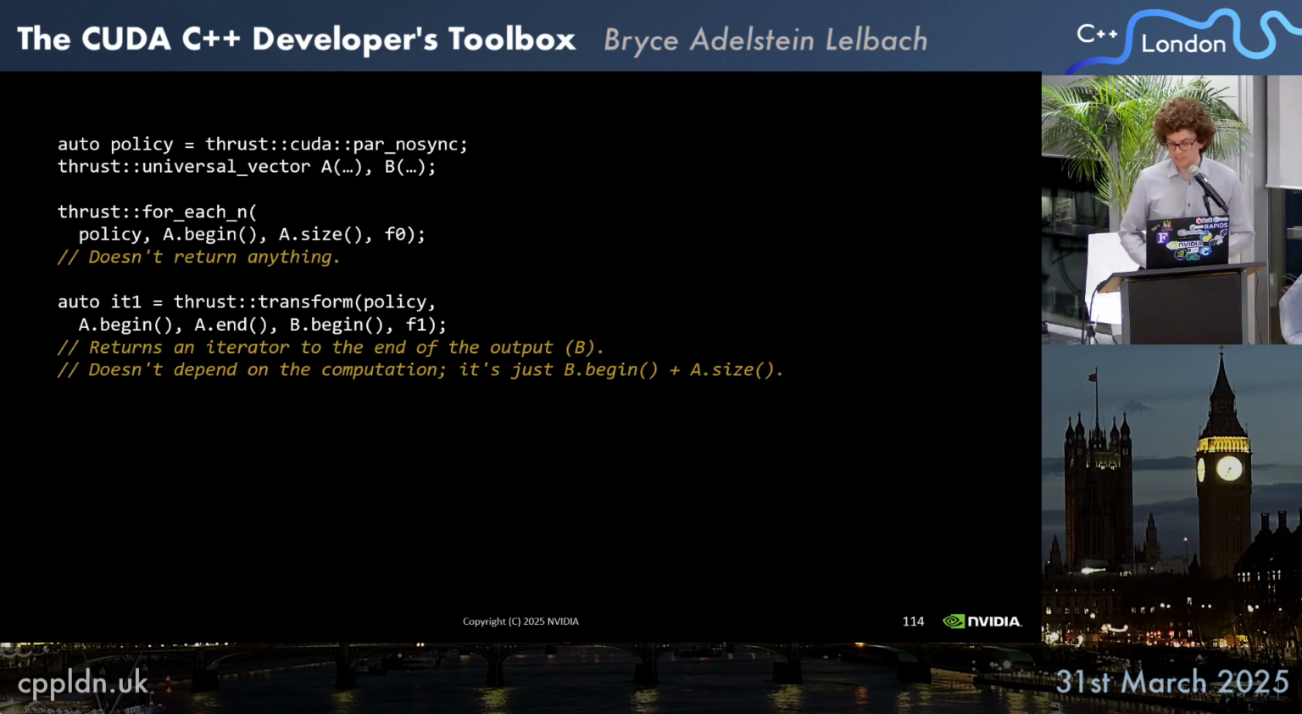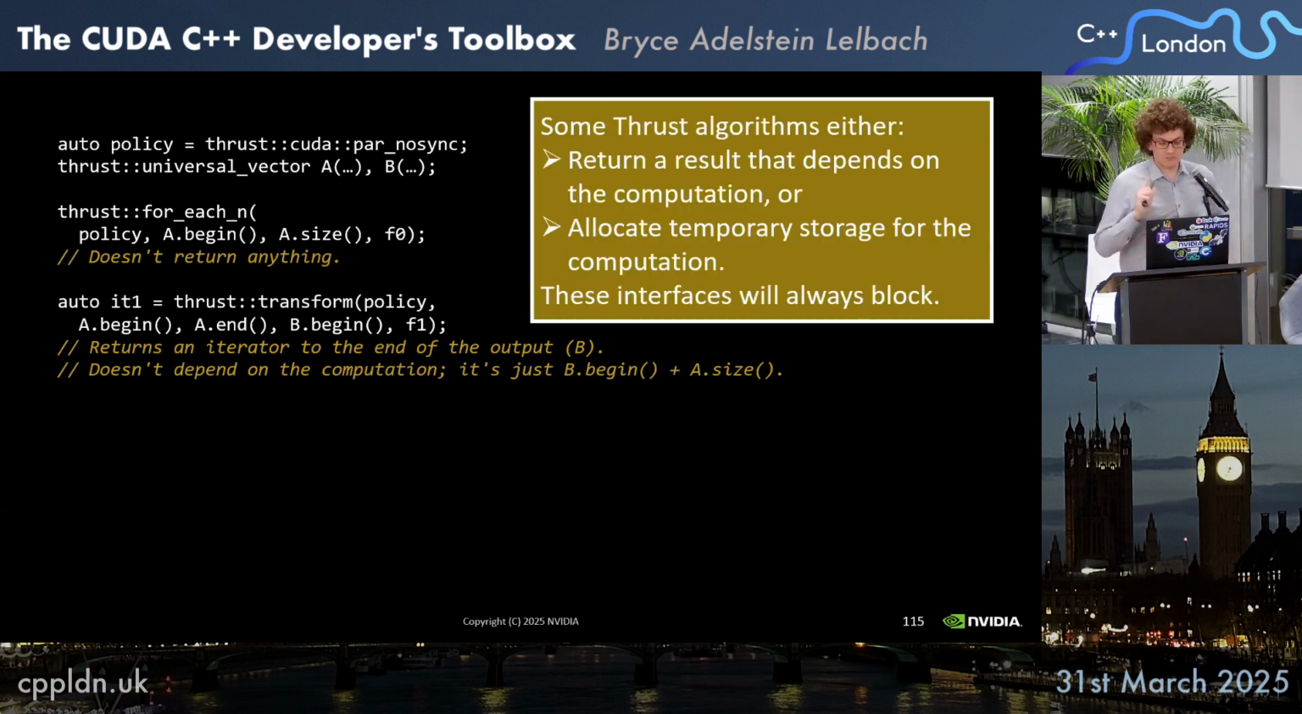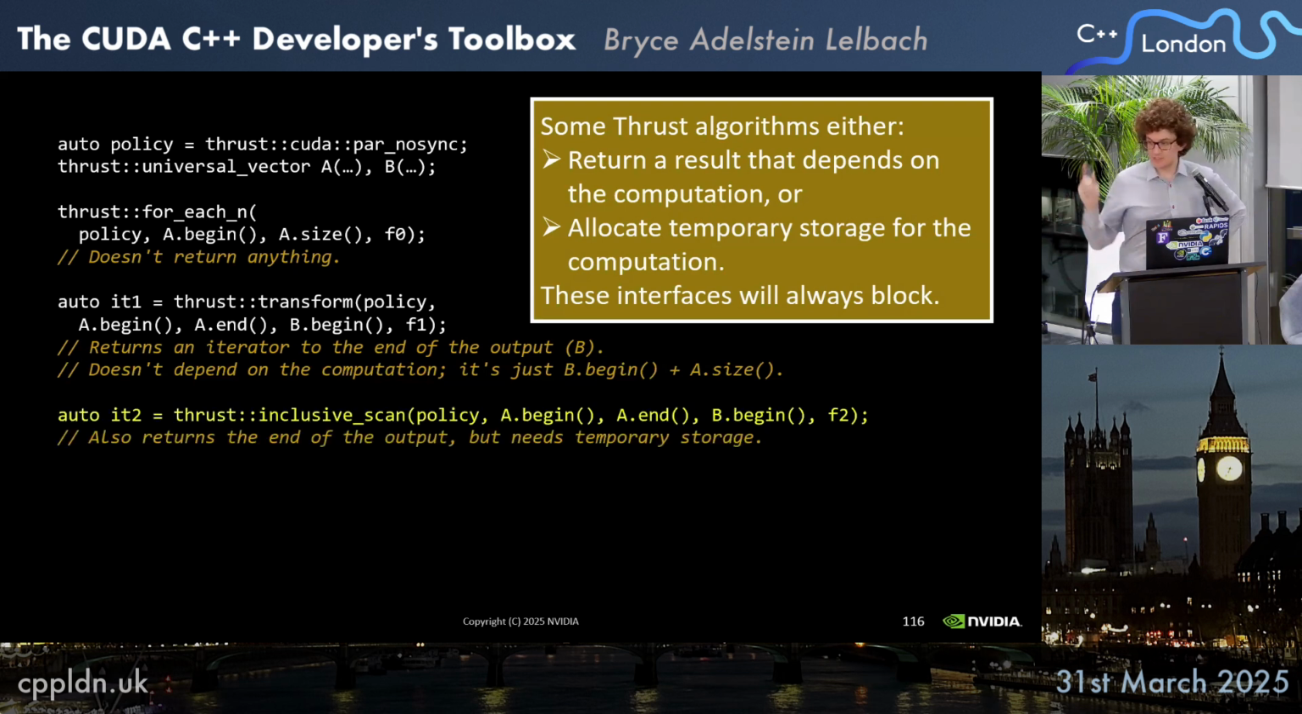Now, there are some limits to thrust's support for asynchrony today, although those will largely be resolved in the near future. Today, it works great for algorithms like for each and transform. Some thrust algorithms either return a result that depends on the computation, or they allocate temporary storage for the computation. So today, these interfaces would block even with the par no sync policy. For example, consider inclusive scan. It returns an iterator to the end of the output, and that doesn't depend on the computation. So we can just compute it beforehand by incrementing the output iterator by the size of the input. Thrust assumes that everything's a random access iterator, so that's fine.